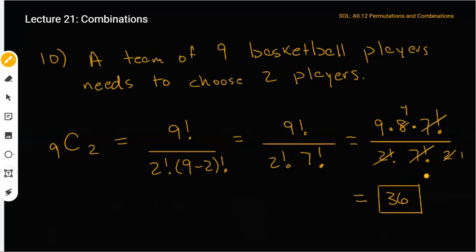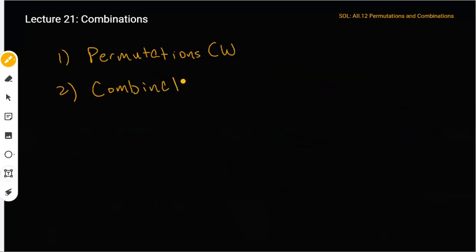Okay, so that's the combinations classwork. So what assignments are going to be due on Sunday? You're going to have your permutations classwork. You're going to have your combinations classwork, where we just went over the even ones. And then you've got your permutations and combinations quiz.